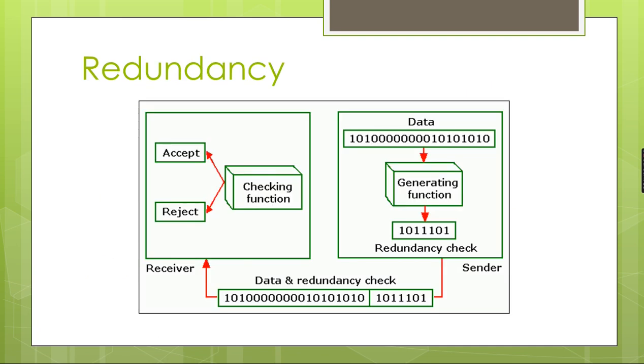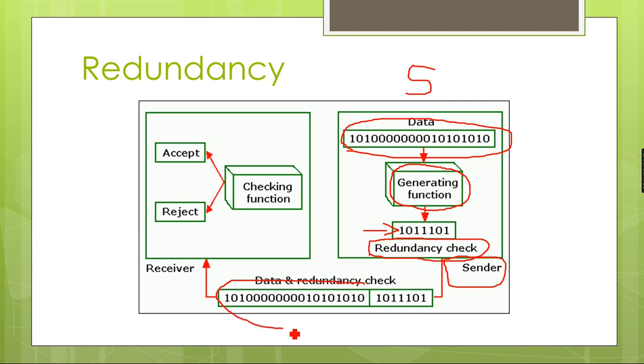Now you can see how you can add the redundant bits. So this is the sender end. Let me show you. This is the sender, who is sending this message, and using an algorithm he is generating some bits. These bits are called redundant bits, the redundancy check bits. These redundancy check bits are added along with the data. So this is the original data we have, and this is the redundant bits which are added along with the data.